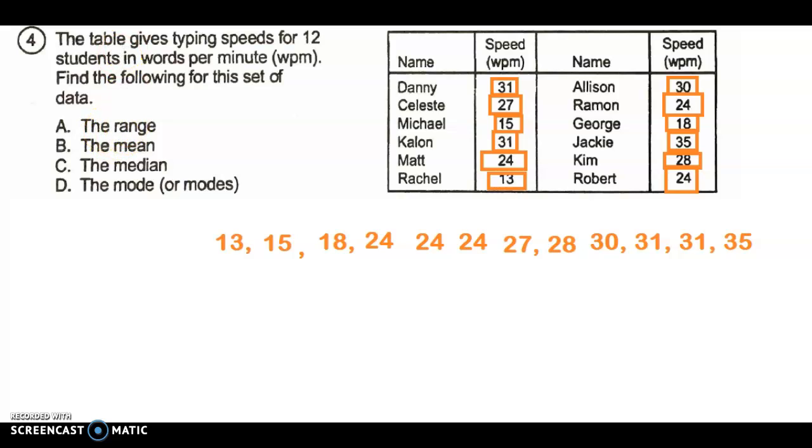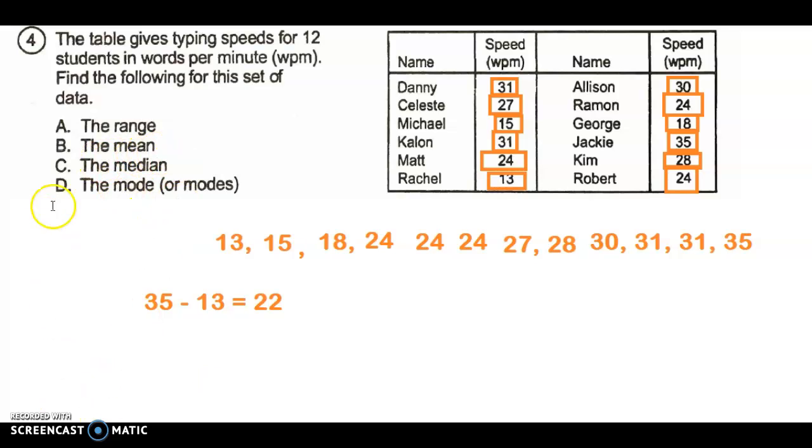So to my range, remember your range is your biggest number, or your maximum, minus your smallest number. So my biggest number here is 35. It should be easy if I put it in order. Minus 13. And that's going to give me a number, right? It should be 22. If I did that right, there you go.